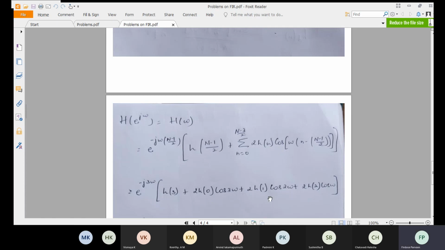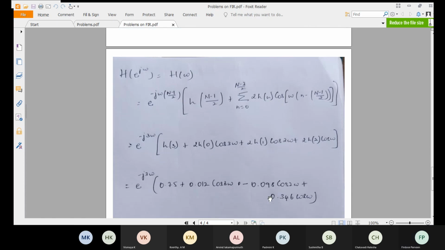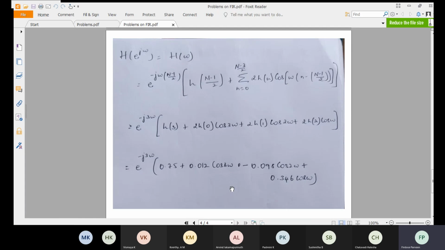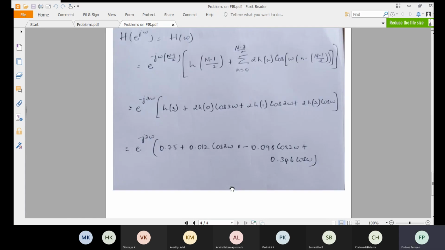You will be getting this equation. Substitute for h of 0, substitute for h of 1, substitute for h of 2. So after substituting, you will be getting this one. This one is the desired frequency response. Okay. Got, understood?